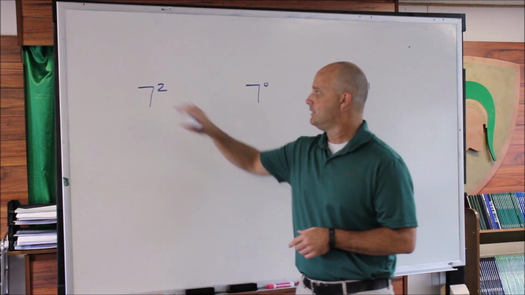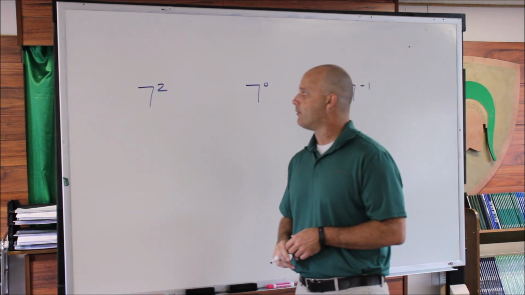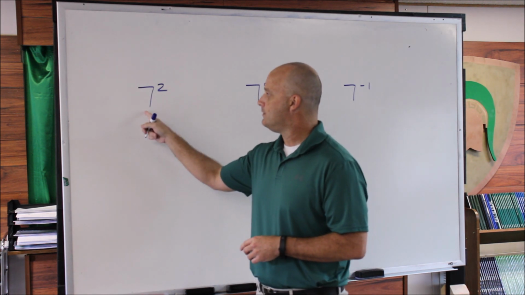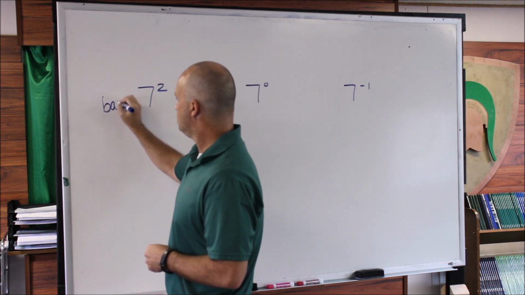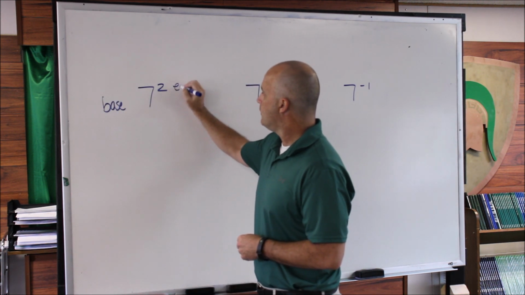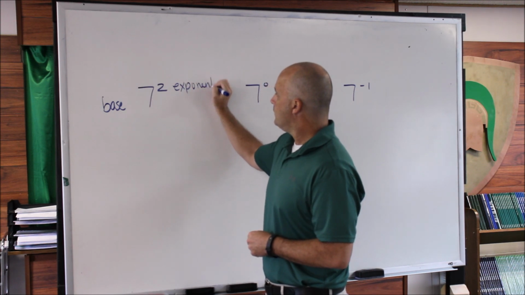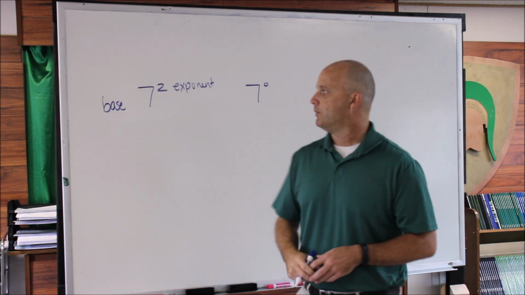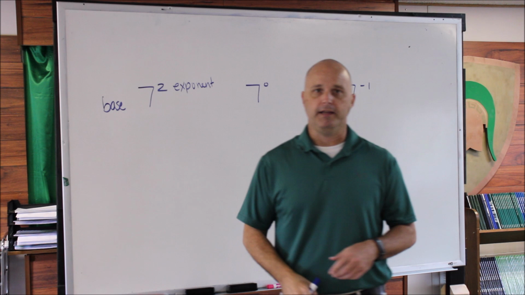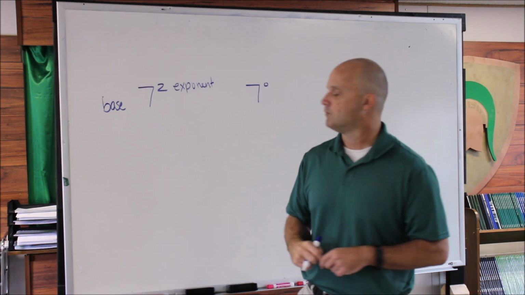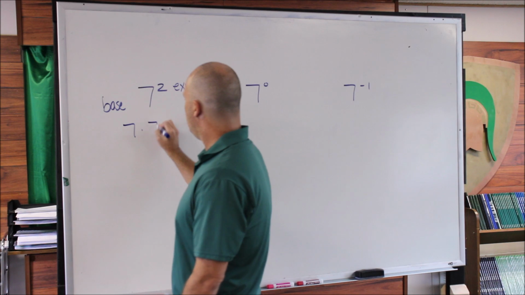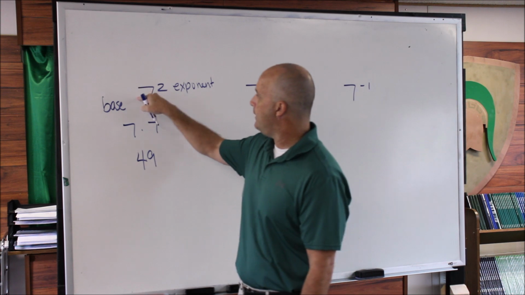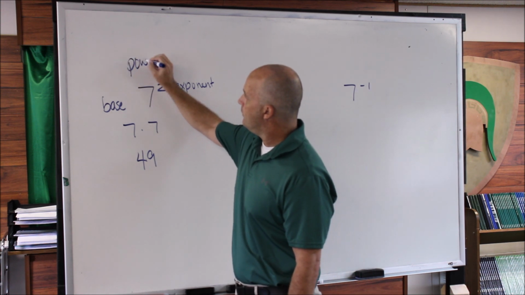So let's start with the most basic rule that we've got for exponents. We've got 7 to the second, or 7 to the second power, or 7 raised to the second power. The 7 is called the base, and the 2 is called the exponent. What the exponent tells you to do is to multiply the base times itself this many times. So we're going to multiply the base 7 times itself one more time, so 7 times 7, which gives us 49. Now this entire thing, the base and the exponent together, is called a power.